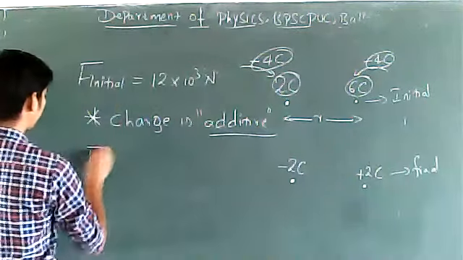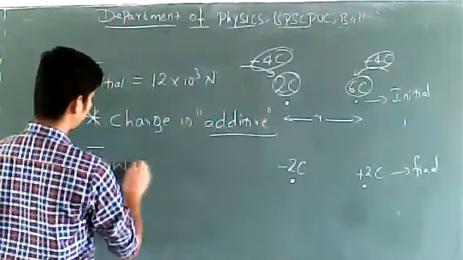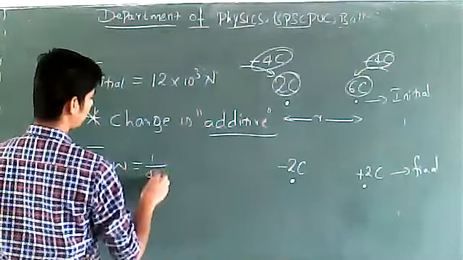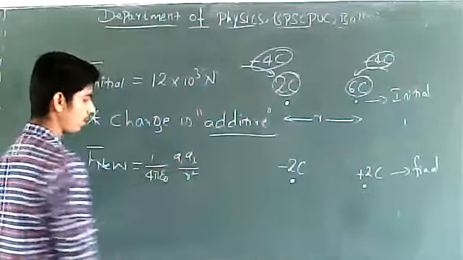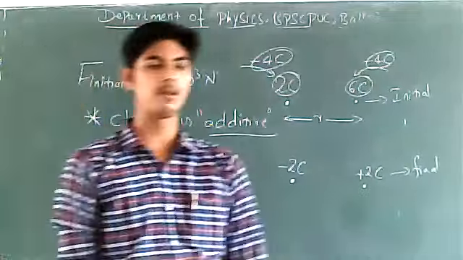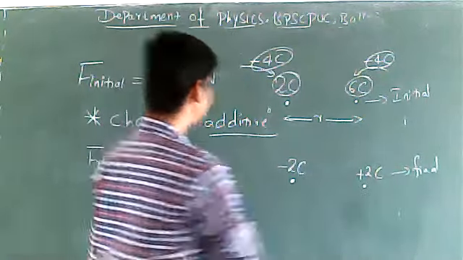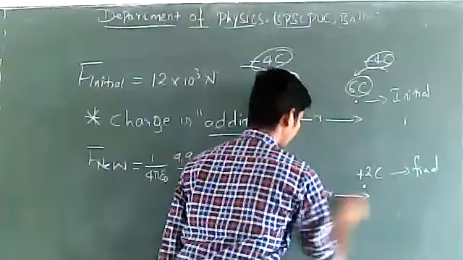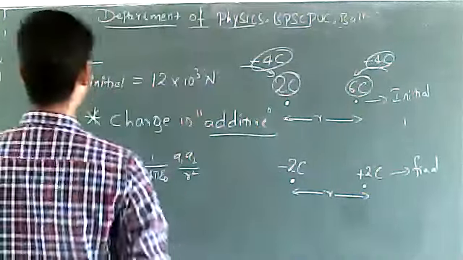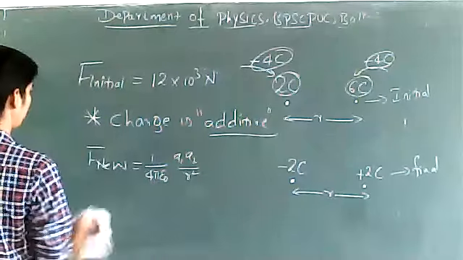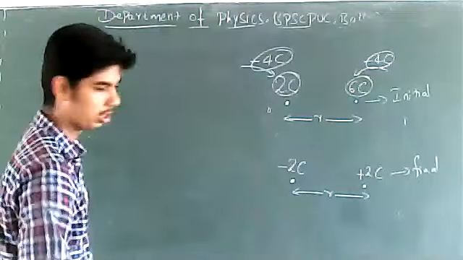So the new force between the two charges will be 1 by 4 pi epsilon naught q1 into q2 divided by r square, right? But the thing is, we do not know what r is. So what we'll do is we'll just divide the new and the initial forces to eliminate this r.